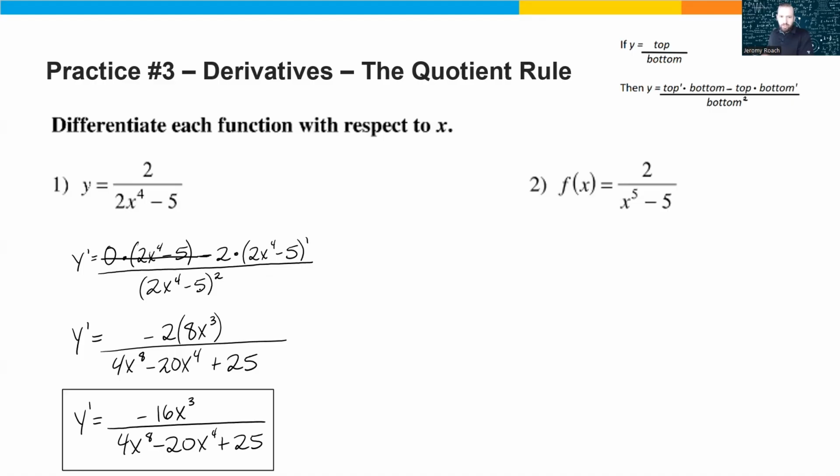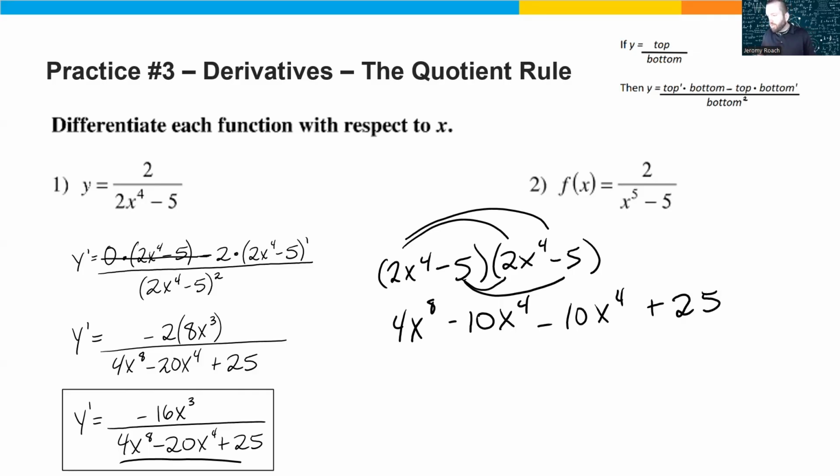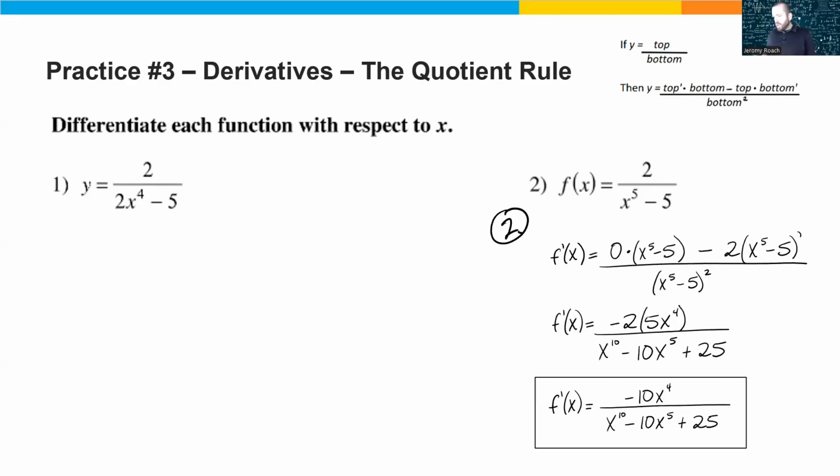And then when we square this binomial, we don't just bring the squared to both of these terms. We have to actually expand this out, and it becomes 2x to the fourth minus 5 times 2x to the fourth minus 5. And then we have to multiply all four terms like that. So we would get 4x to the eighth minus 10x to the fourth minus 10x to the fourth plus 25. And then we get this final answer down there for our denominator. So that's the quotient rule. Again, very much related to the product rule.